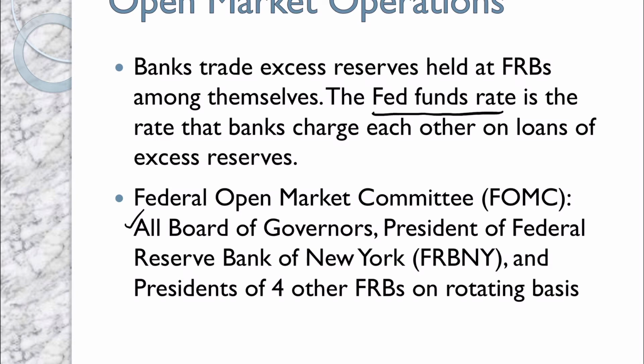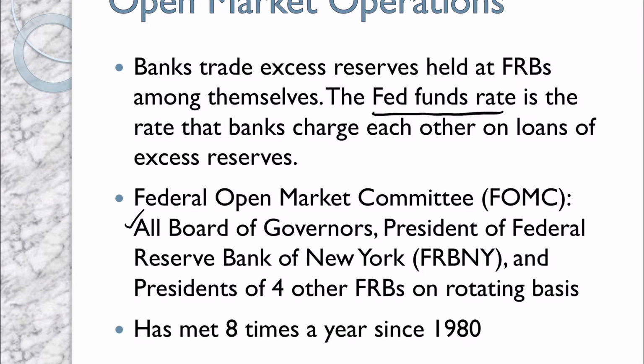that would be on this committee on a rotating basis. What's unique about the chair of the Board of Governors of the Fed and also the chair of the Federal Open Market Committee is they are the same. So Jerome Powell is also the chair of the Federal Open Market Committee. This committee is required to meet at least 4 times in a year in Washington, D.C. to discuss the federal funds rate. However, they have met 8 times a year since 1980. So they're required to meet 4 times a year. They have met 8 times a year since 1980.